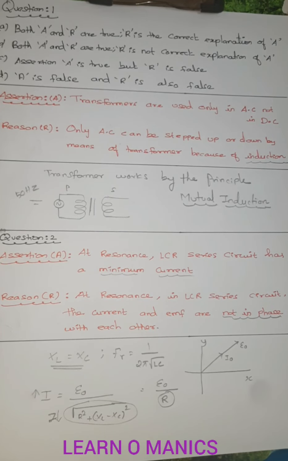Welcome back, guys. This video is about assertion reasoning questions. These two questions are from chapter 7, Alternating Currents, of NCERT. Okay, let's go to the questions.